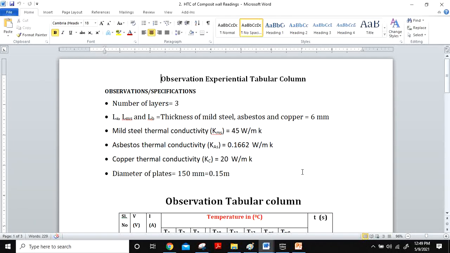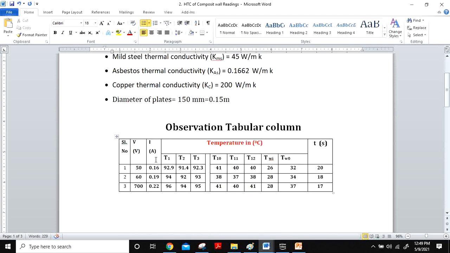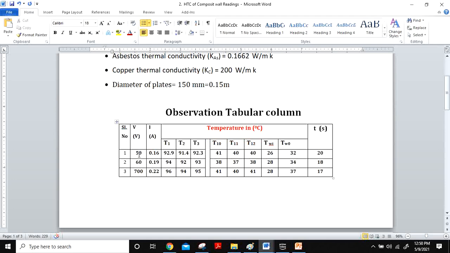Dear students, this is the observation tabular column. The number of layers is 3. The thickness of mild steel, asbestos and copper are given, with mild steel at 45 watt per meter Kelvin, asbestos as given, and copper with thermal conductivity of 200 watt per meter Kelvin. Stop the video and note down these values: temperatures T1 to T3, T10, T11, T12, TWI, TW0, T13, T14. Note these values and then do the calculation for your experiment.